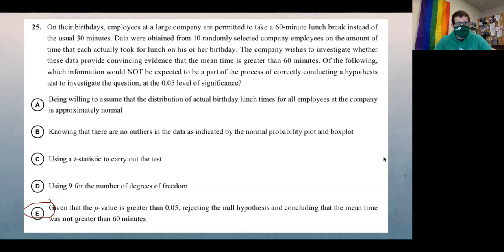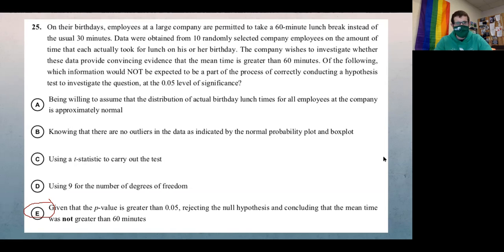Okay, using a t-statistic to carry out the test. So the t-statistic is needed here because we're dealing with means. It's the average number of minutes. So it is a t-statistic, not a z. Using 9 for the degrees of freedom, it's always 1 less than the sample size. So there are 10 randomly selected company employees, so 9 degrees of freedom.